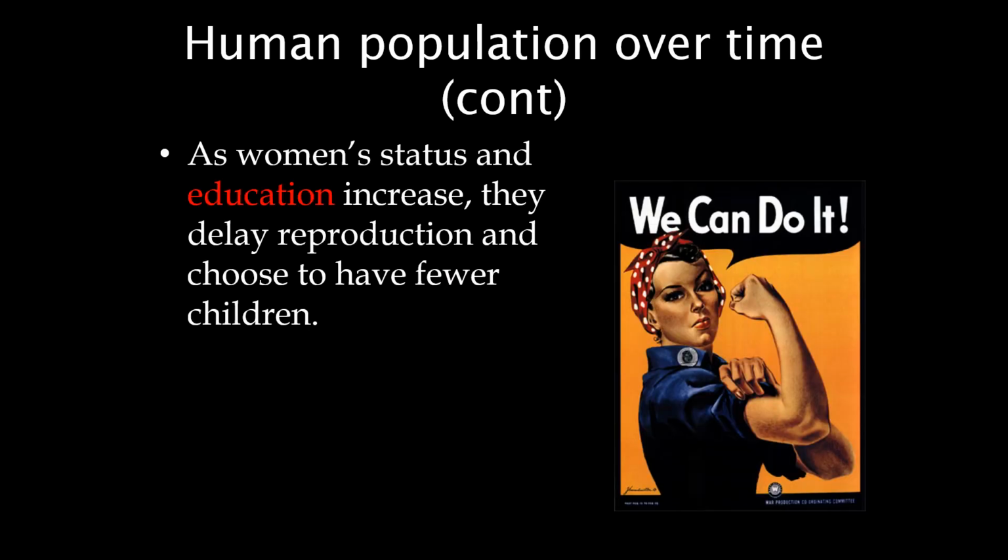All right, still going with that population size for just a second. One of the other things that has slowed our growth curve is education. When women are more educated, they choose to have fewer babies over time, and so that slows down our population growth. So that's another thing that has helped us out.